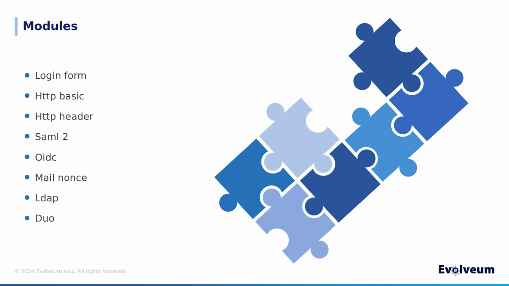The SAML2 authentication module supports authentication via identity providers that support the SAML2 protocol. Same as SAML, the OIDC authentication module supports authentication via identity providers, but this provider must support the OpenID Connect protocol. The mail nonce authentication module is a typical module that sends a randomly generated nonce in a mail message. The LDAP authentication module uses an LDAP server for authentication. And the Duo module is used for two-factor authentication. The module uses the Duo server for authentication via hardware key or mobile phone, tablet, and so on. We can't use it as the only authentication module. We need some primary authentication modules such as SAML, login form, and so on.